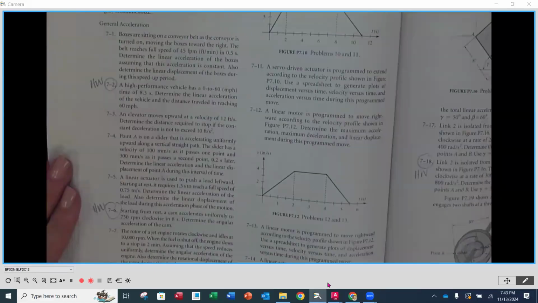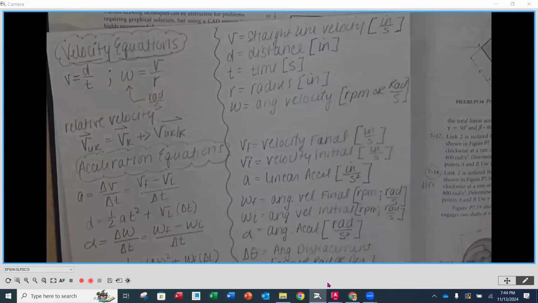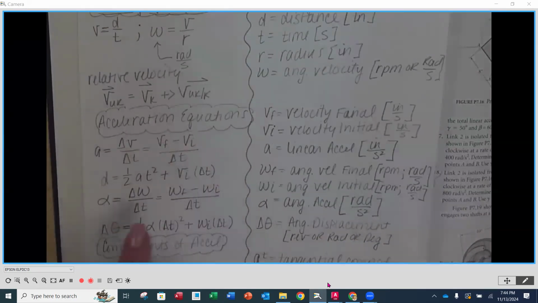So I'm going to open up the first problem that we have here, problem 7.2. It says we have a high performance vehicle that has a 0 to 60 miles per hour time of 8.3 seconds. Determine the linear acceleration of the vehicle and the distance traveled in reaching 60 miles per hour. So this is just going to be using those variables, determining what that acceleration is. If we look at the equations that we have here on our equation sheet, you're going to focus in this area right here. It's kind of a standard straight line acceleration problem.